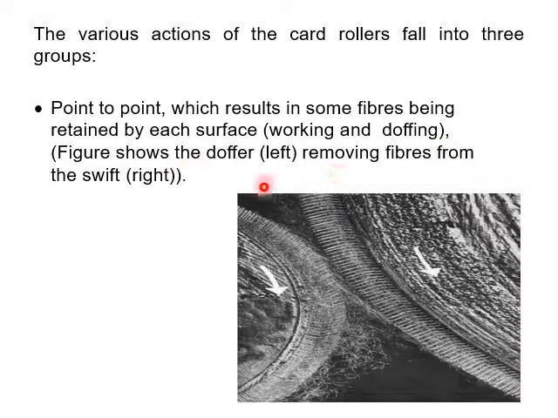The figure shows the doffer removing the fibers from the swift. This left one is a doffer and it is removing the fiber from the swift. So here the chances are that both the rollers will retain some of the fibers. No single individual roller will take up all the fibers. So this is point to point action.